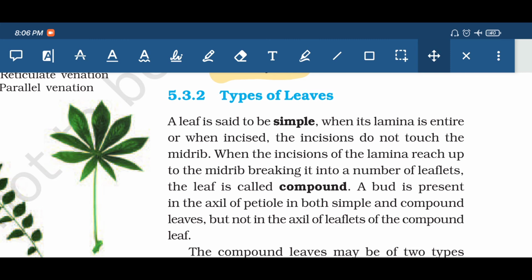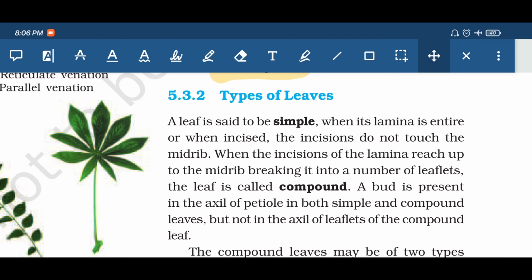When the incision of the lamina reaches up to the midrib, breaking into a number of leaflets, the leaf is called compound. See, they have explained it very simply. A leaf is said to be simple when the incisions do not touch the midrib. If the incisions touch the midrib, then it is called a compound leaf. If it does not touch, it is simple. If it touches, then it is a compound leaf.